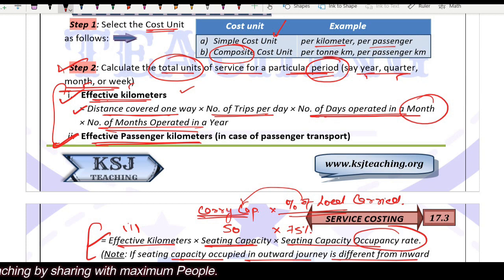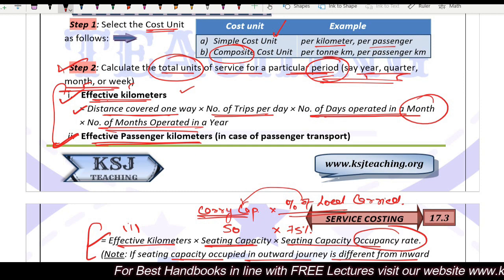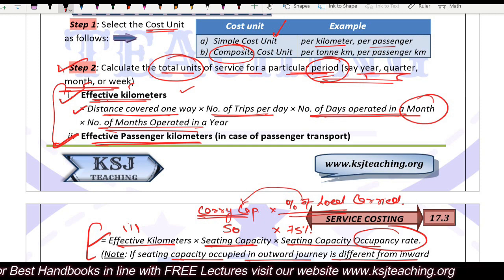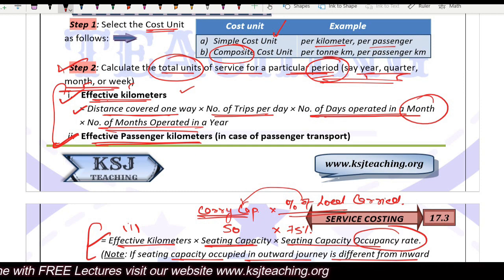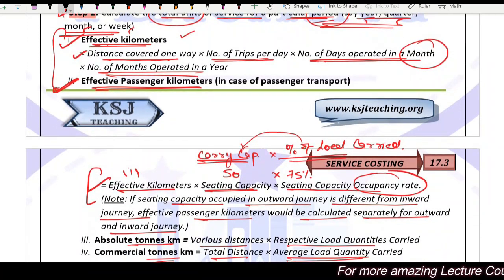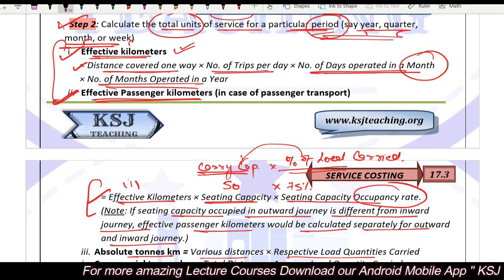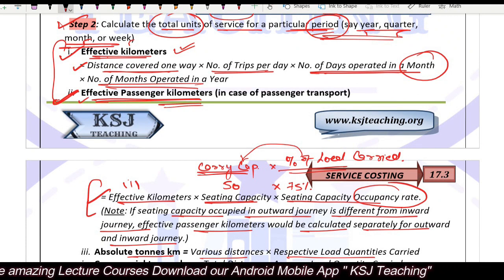Right, so this period is important to identify at the very beginning, that you are going to calculate for year, quarter, month or week. And as I told you, the cost and the effective kilometer should be for the same period. If you are calculating the effective kilometers for a year, the cost should also be annually. The cost should also be for the year. It should not be monthly or quarterly. Okay. After that, if you are following the composite cost unit, then you will have to calculate effective kilometers. Along with that, you will have to calculate effective passenger kilometers, right?